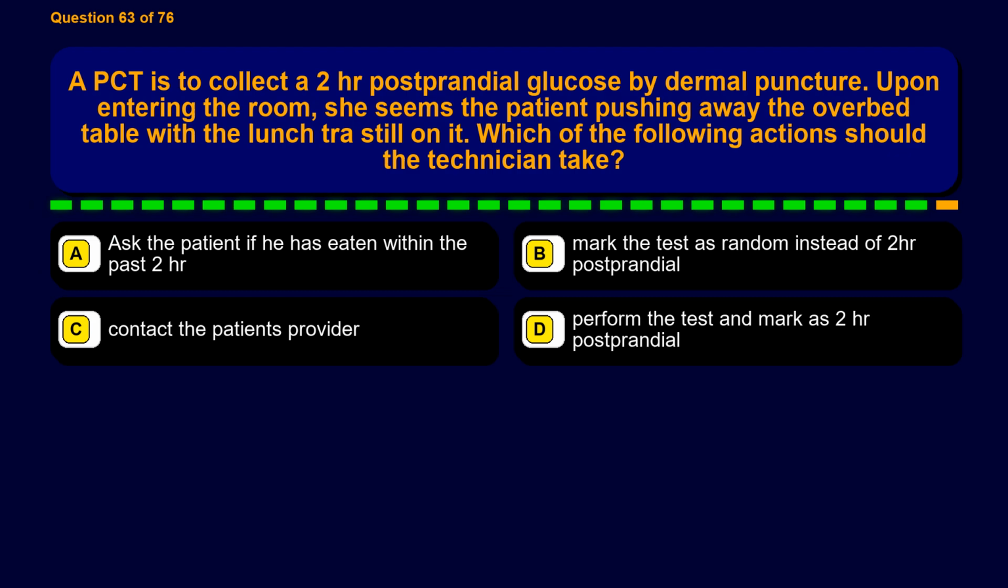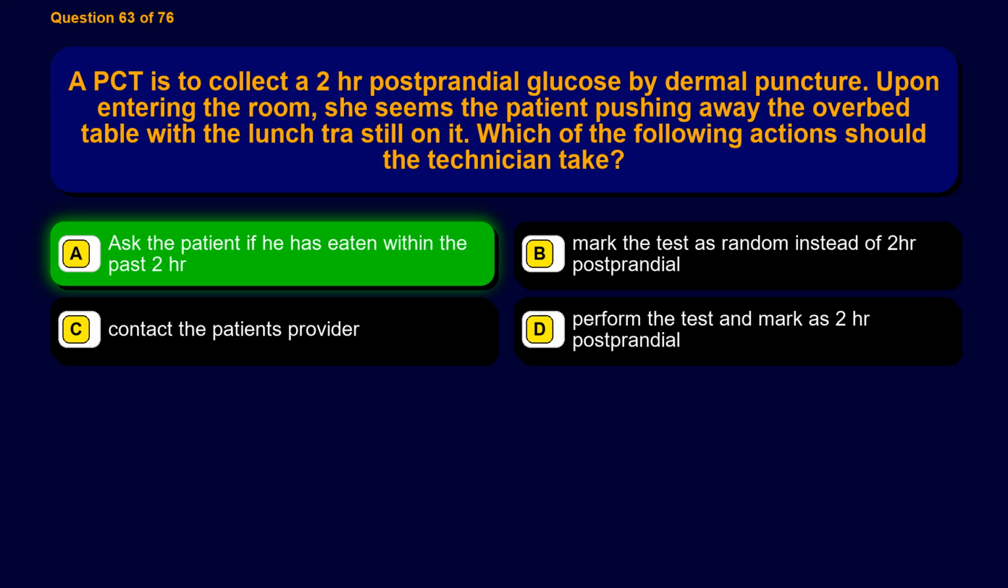Question 63. A PCT is to collect a 2 hours postprandial glucose by dermal puncture. Upon entering the room, she sees the patient pushing away the overbed table with the lunch tray still on it. Which of the following actions should the technician take? Option A, ask the patient if he has eaten within the past 2 hours. Option B, mark the test as random instead of 2 hours postprandial. Option C, contact the patient's provider. Option D, perform the test and mark as 2 hours postprandial.